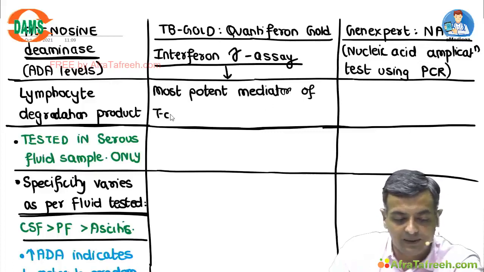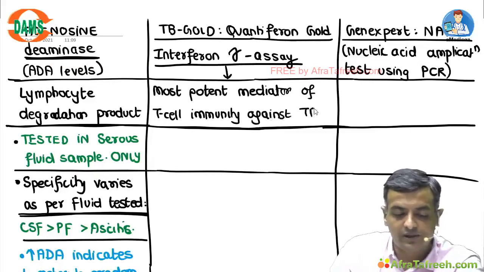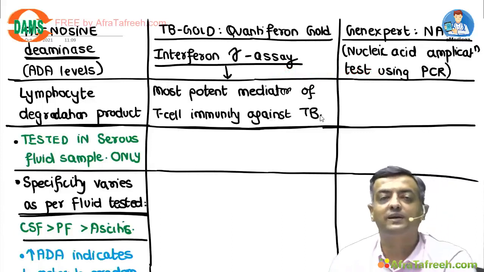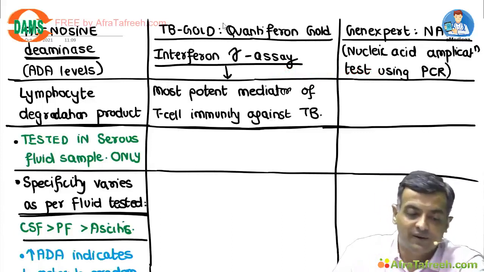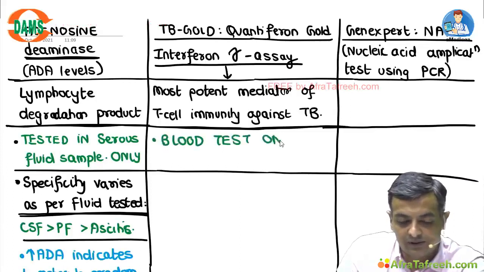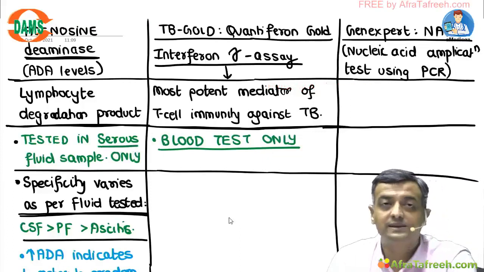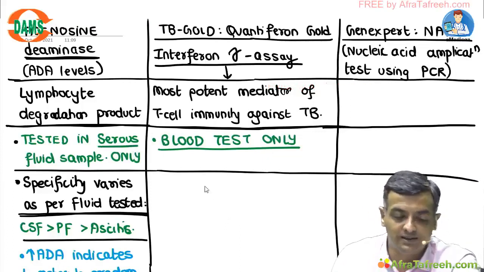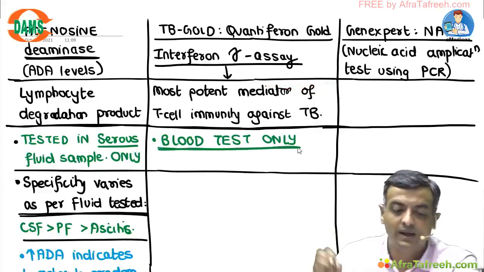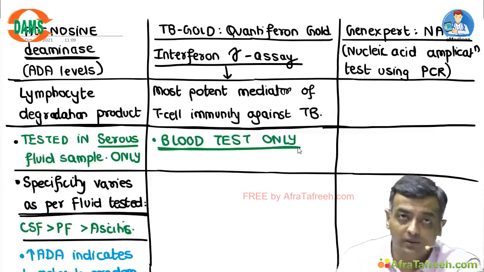Mediator of the T cell immunity against tuberculosis. The most potent mediator is interferon gamma, so interferon gamma is tested. It is a blood test only assay, and that is a disadvantage. It is a blood test only, where you can do the TB Gold test.